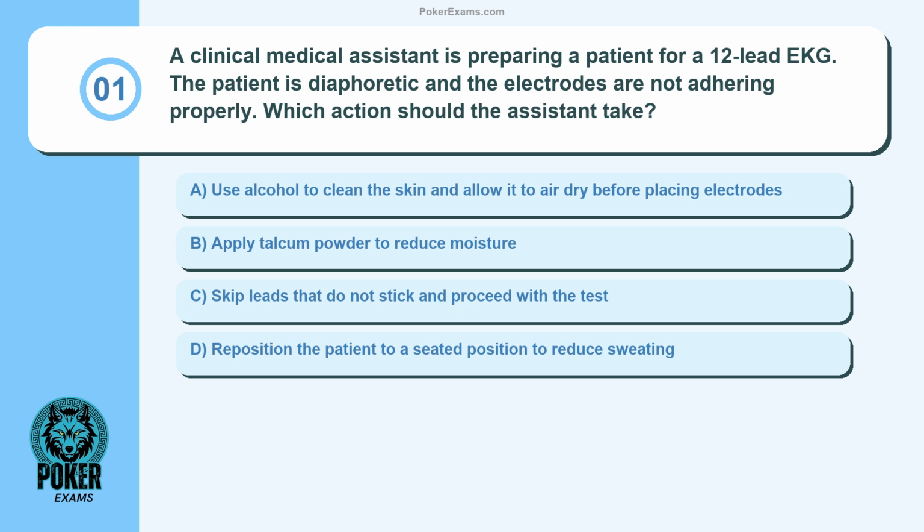Use alcohol to clean the skin and allow it to air dry before placing electrodes. Apply talcum powder to reduce moisture. Skip leads that do not stick and proceed with the test. Reposition the patient to a seated position to reduce sweating.